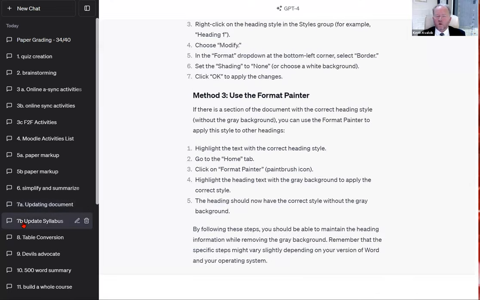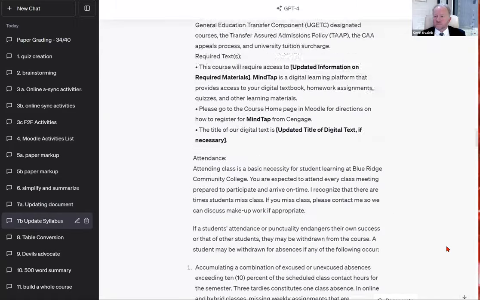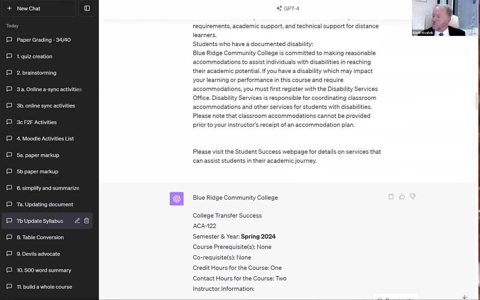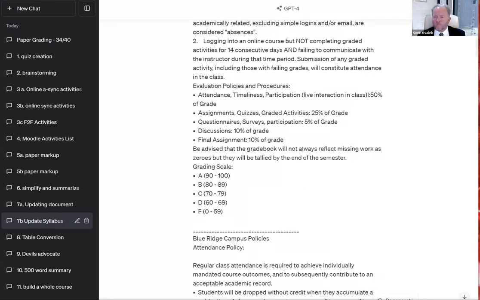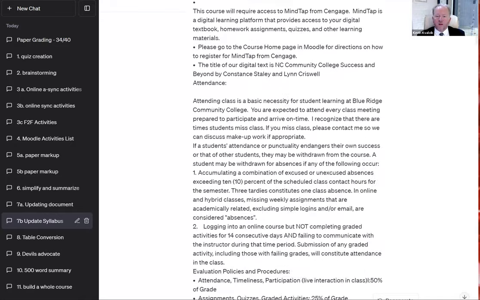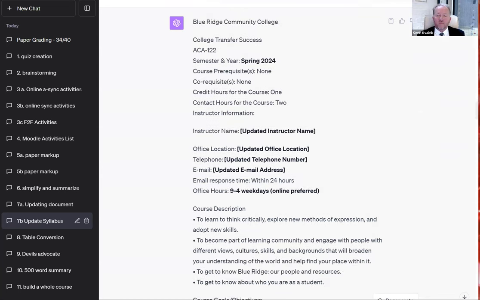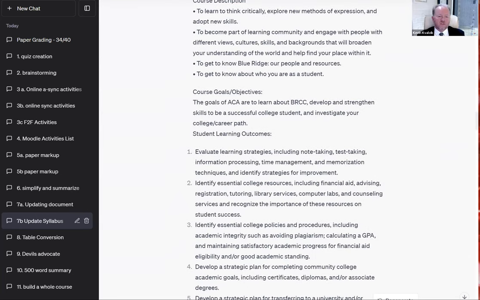Now, here's another one. I want to update a syllabus. Here's the syllabus. Let me see if I've got it over here. I probably do. Update this syllabus for information from spring of 2024 using boldface font for every change you make. So I've just taken my entire syllabus for ACA and I popped it in there. And then because I had to make boldface, now I can tell what its changes are, which is great for me. I can go through and update my syllabus just like that. So this is another clear win for faculty.